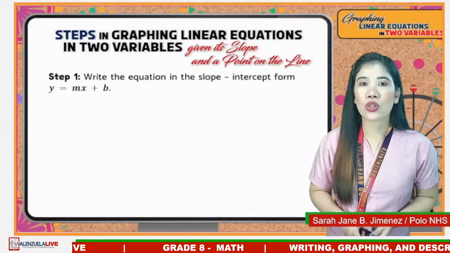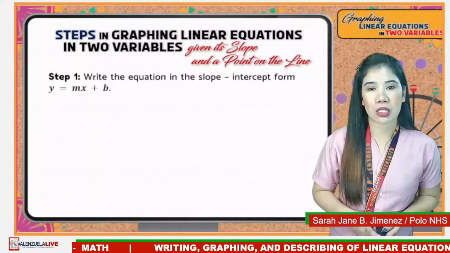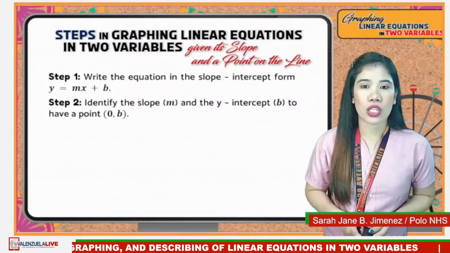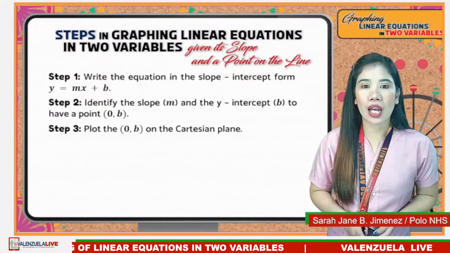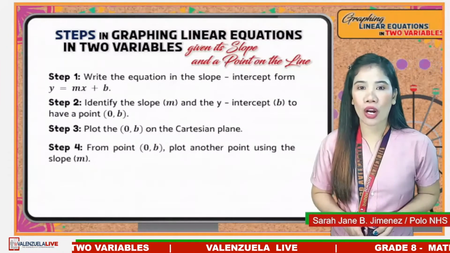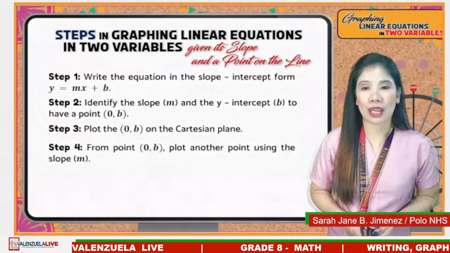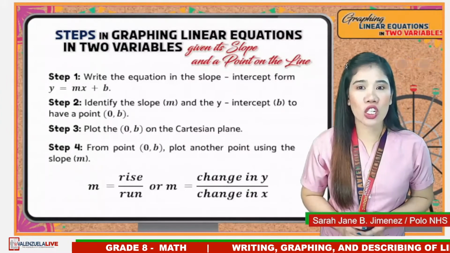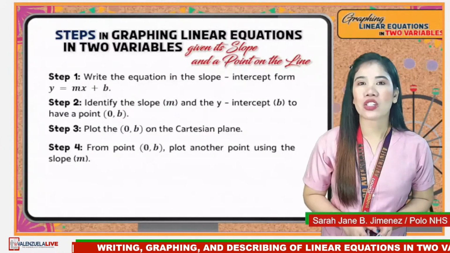Step 1 is to write the equation in the slope-intercept form y equals mx plus b. Step 2, identify the slope m and the y-intercept b to have a point (0, b). Step 3, plot the point, or the y-intercept, on the Cartesian plane. And step 4, from point (0, b), plot another point using the slope m. Slope m is equal to rise over run, or the ratio of the change in y and the change in x. And lastly, connect the points to form a straight line.